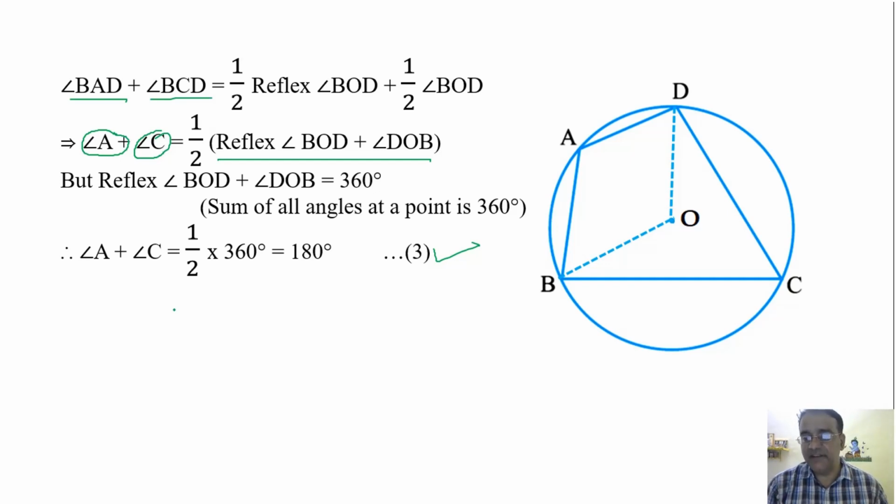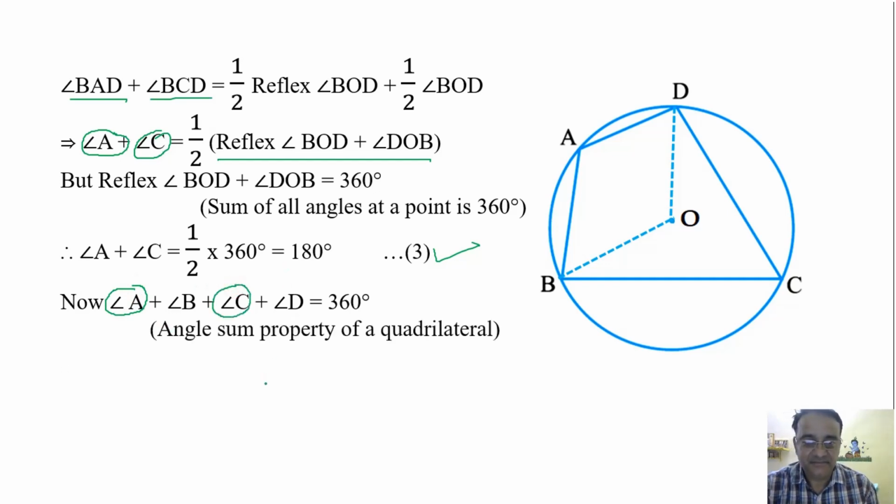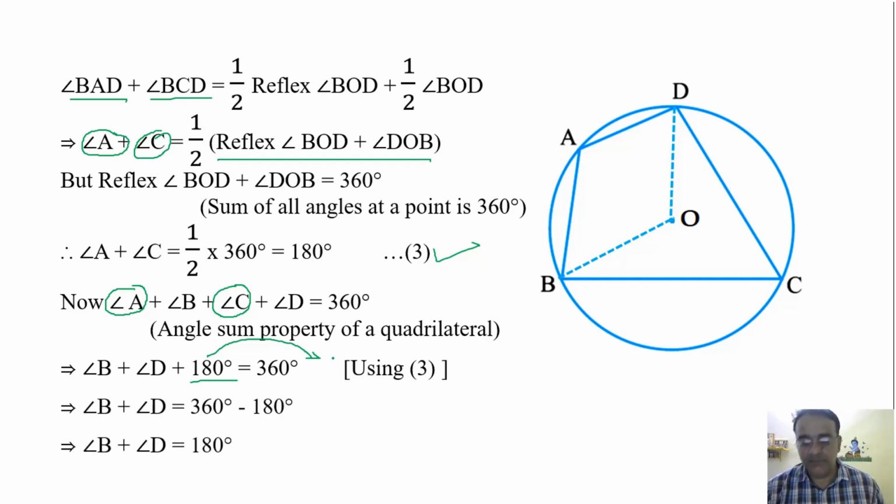Now for the second part, we have to prove angle B plus angle D is equal to 180 degrees. We know that the sum of all the interior angles of a quadrilateral is 360 degrees, right? In this, angle A plus angle C we have already proved to be 180 degrees, so we will replace that. Now shift 180 to this side. So it becomes 360 minus 180, which is equal to 180. So this is the proof of this theorem, and this is one method.